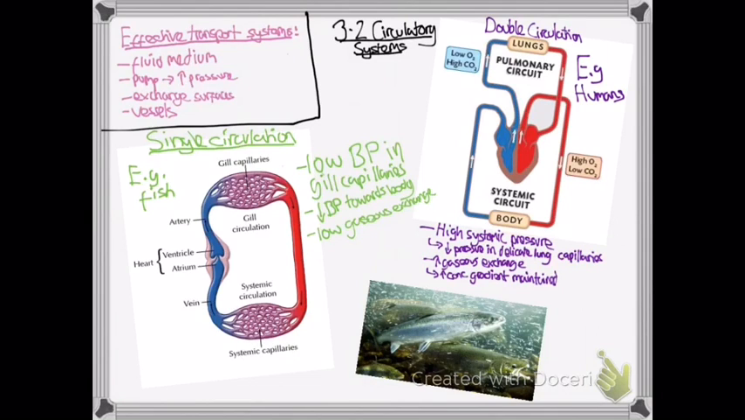Okay, so first of all we're going to look at what makes an effective transport system. We need a fluid medium to carry nutrients, so that's going to be the blood. So what else do we need? We need a pump, and this pump is going to generate a high pressure. A pump creates pressure and this moves the fluid around, so it moves the blood around.